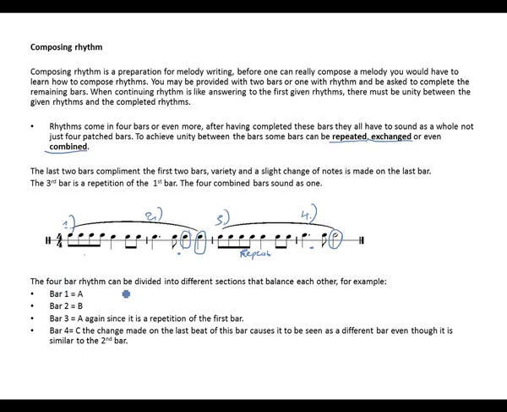The four bar rhythm can be divided into different sections that balance each other. For example, bar one can be seen as the A section, bar two can be seen as the B section, bar three can be seen as the A section. Why? Because it is a repetition of the first bar. Then bar 4 can be seen as the C section. The change made on the last beat, which is the minim of this bar, causes it to be seen as a different bar, even though it is similar to the second bar.